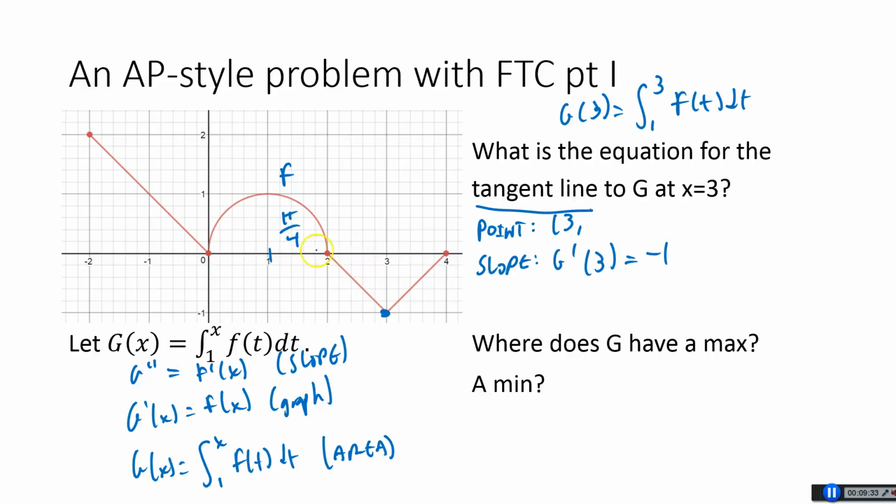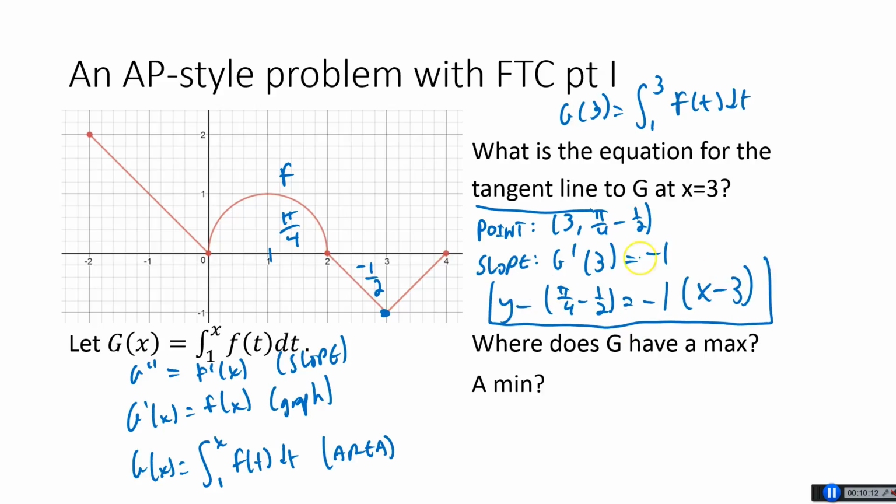And then this guy right here, if we continue to integrate to the right, it looks like the area right here is half of a unit square. So this is going to be 1/2. And because it's below the graph and we're going in the positive direction, it's negative. So the point is pi over 4, area above, minus 1/2, the area below. So pi over 4 minus 1/2. That's the y coordinate. So then, put this into point slope form. y minus (pi over 4 minus 1/2) equals the slope, negative 1, times x minus 3. And that's your tangent line.